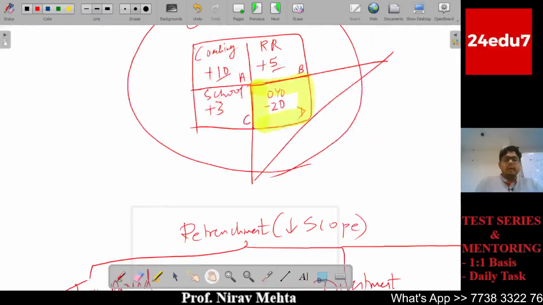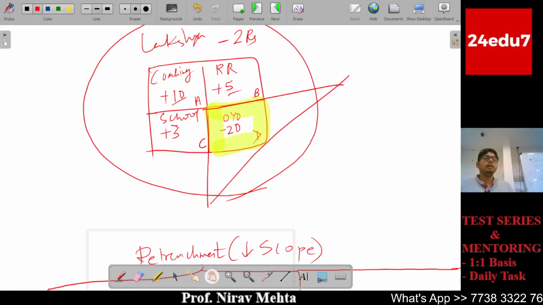See, I am telling you, A, B, C, D. D is OYO, minus 20 rupees. Continuously, OYO is in loss. Why is OYO in loss? Because 24/7 or Lakshya, we are into the education industry. Coaching is the education industry. Reading room, education industry. School, education industry. Is OYO education industry? Uncompetitive product. What I told?